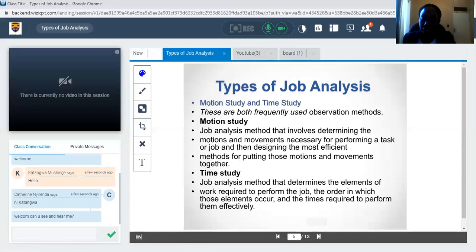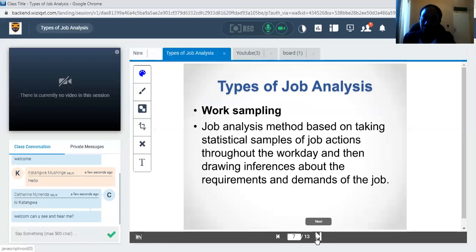Okay, so the next one is work sampling. This involves taking statistical samples of job actions throughout the workday and then drawing inferences about the requirements and demands of the job. So that's another type of job observation. This is done periodically, say over a full day, where you take specific notes concerning what the person in that job placement actually does.